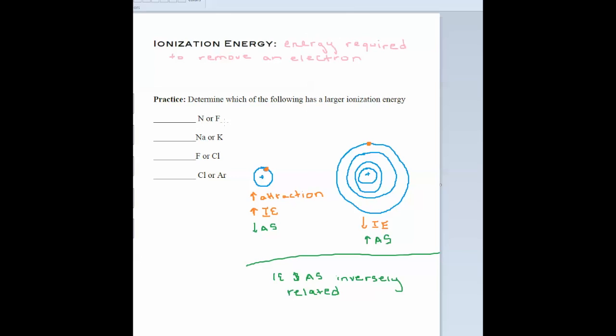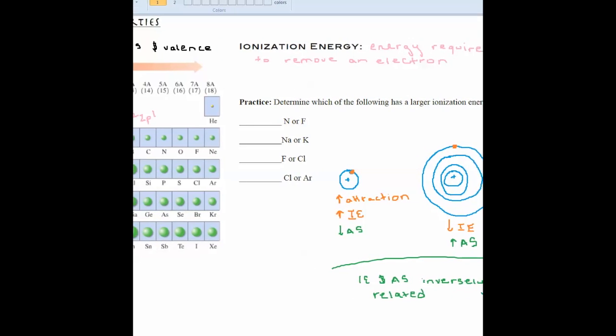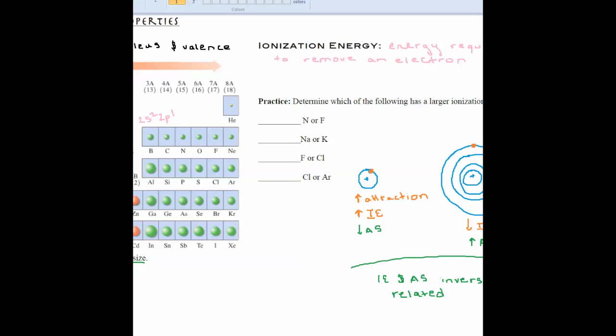Now, I've got nitrogen and fluorine, and I want to compare which one has a larger ionization energy. So if I compare them right here, I put them right next to one another, what you should be able to see, you've got nitrogen right here, you've got fluorine right here. Now remember, as you go across the periodic table, your atomic size decreases, which means your ionization energy increases. So what that tells me is that fluorine will have a higher ionization energy. All right, so complete the other 6 and then you're done.